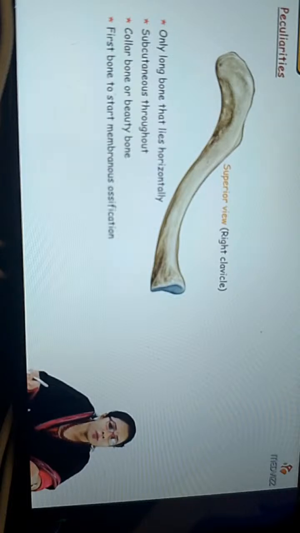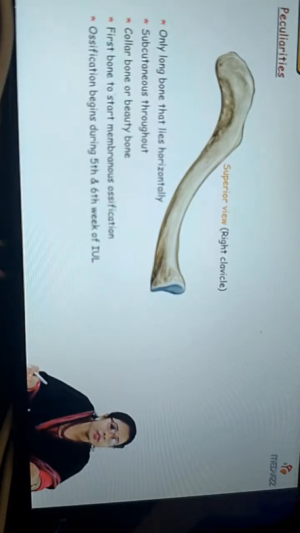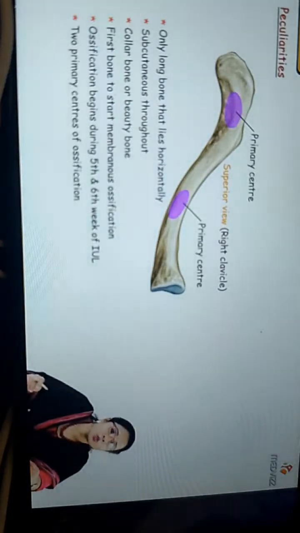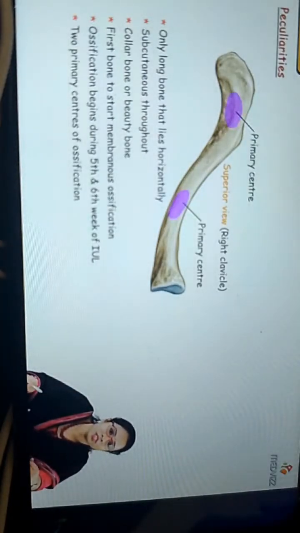It is the first bone to start ossifying, which ossifies in membrane. The ossification begins during 5th and 6th week of intrauterine life. It is the only long bone which has two primary centers. Usually all the long bones in our body, the shaft has only single primary center, but for the clavicle, there are two primary centers of ossification.